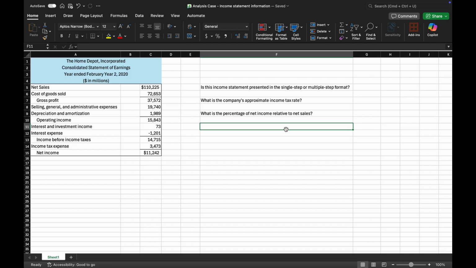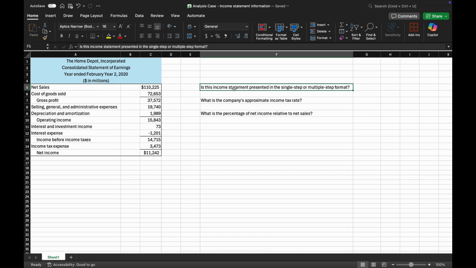Your job is to answer the following three questions. Is this income statement presented in the single-step or multi-step format? What is the company's approximate income tax rate? And finally, what is the percentage of net income relative to net sales?